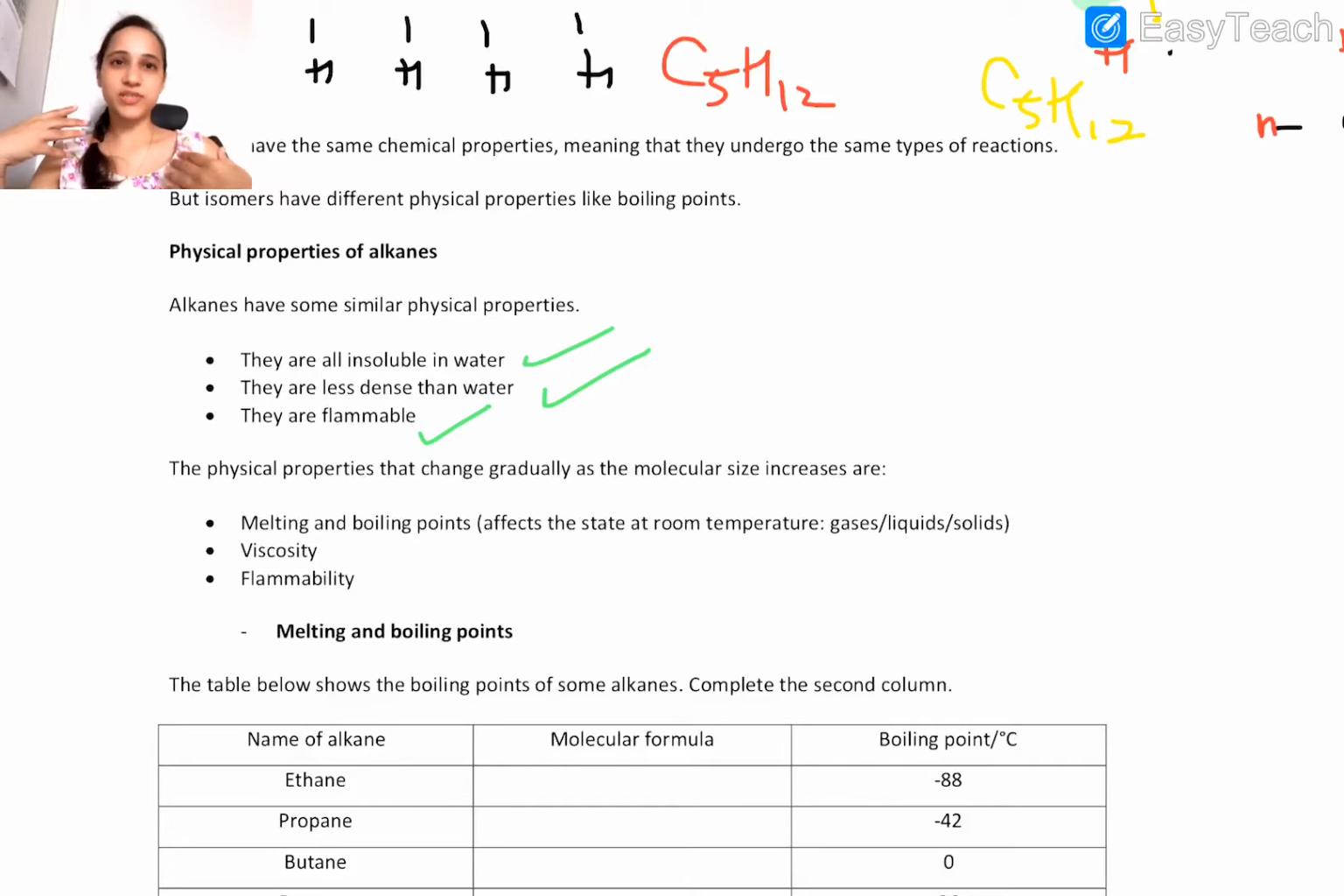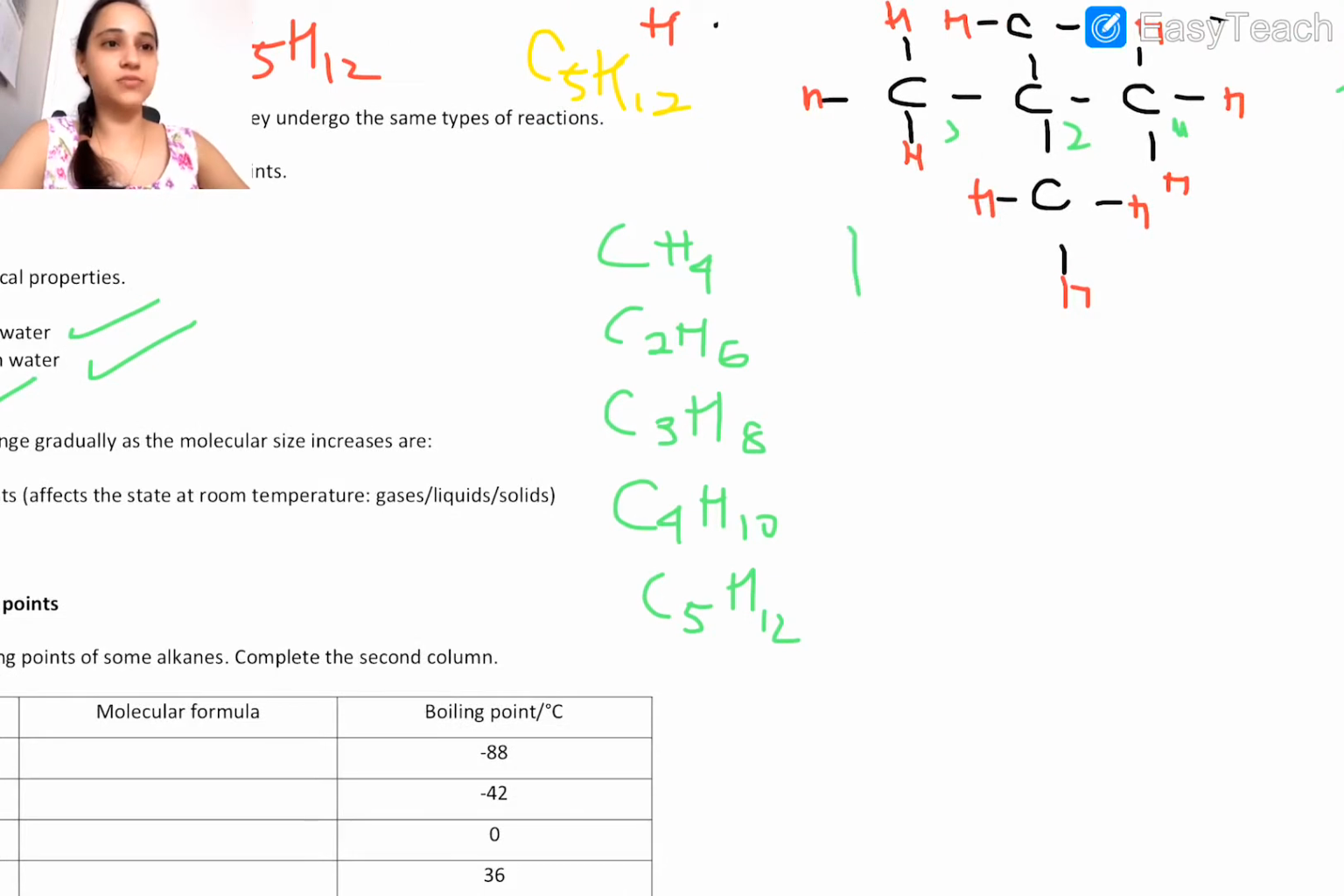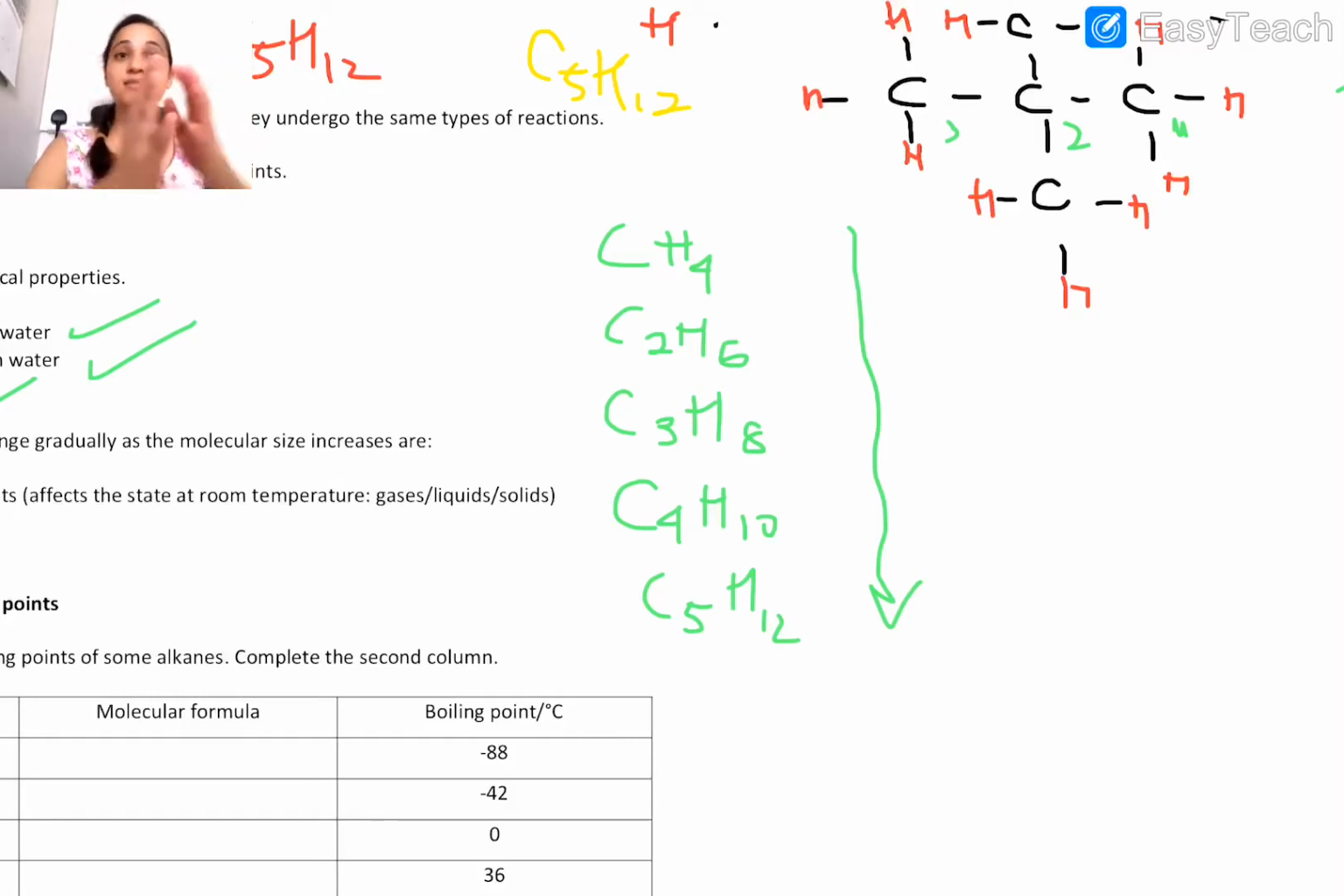But the physical properties are going to change as the molecular size increases. So as the molecular size is increasing, the physical properties will change slightly. They will still all be flammable, still all insoluble in water, and they will still float on water, but there's going to be a gradual increase or a gradual decrease as we increase the molecular size. So as the molecule is getting bigger, the physical properties will change.